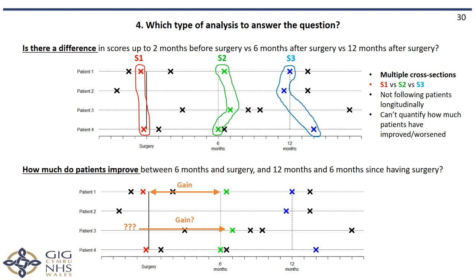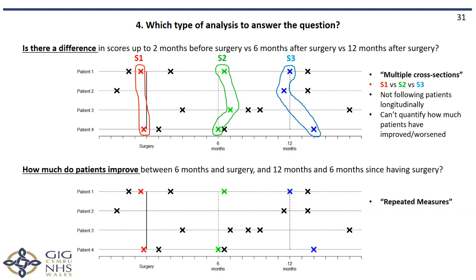So if we're interested now in how much the patients change between 6 months and surgery, then for patient 1, for example, we could just take the valid green PROM minus the valid red PROM. But for patient 3, we can't do this because there's no valid red PROM. So even though they have a valid green PROM, we can't use it to answer this question. So the next slide, please.